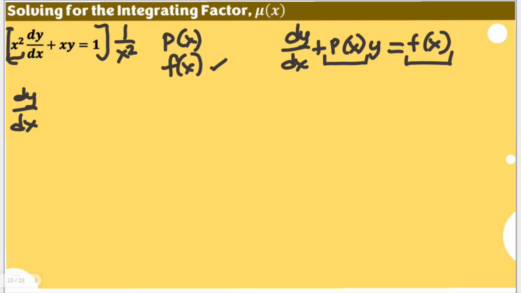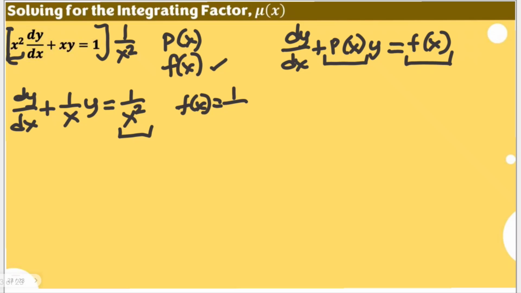What happens then is as you go to your second term, that's x over x squared, you're expected to have 1 over x of y. And for your right-hand side, that's simply 1 times the item you're multiplying, you have 1 over x squared. As compared to the original given, this is now in its standard form, because you can see here a function on x. That means that's your f of x, 1 over x squared.